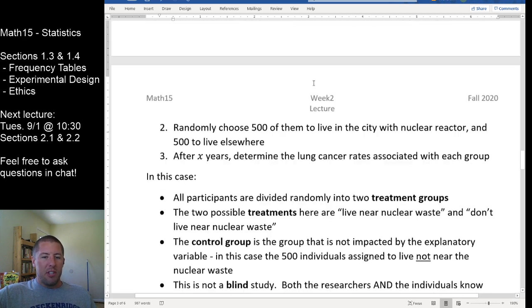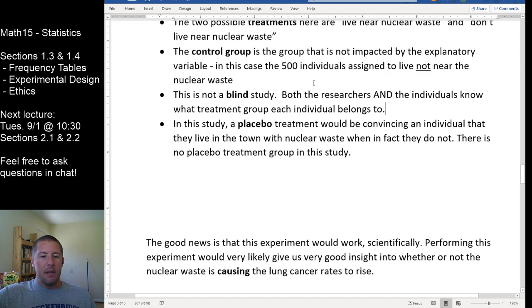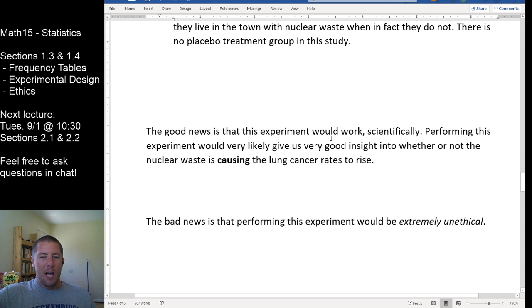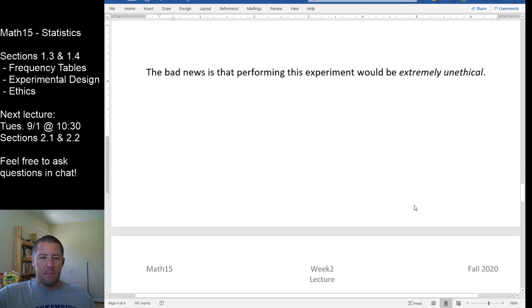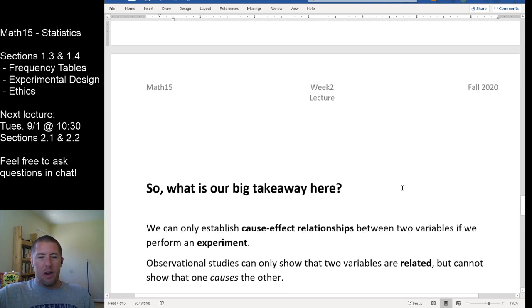But most of the time, experiments are super unethical because you're intentionally causing damage to people just to see if you're causing damage. And it's not just to people, right? It's the environment, it's animals, it's other things. Very often, our limitation is that we can't perform experiments because there's ethics getting in the way, right? So what's our big takeaway here?